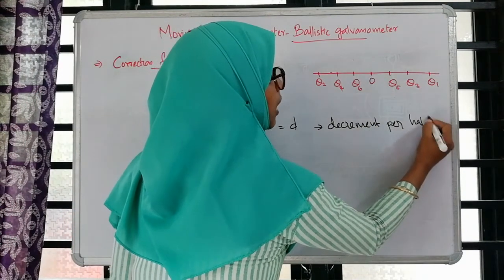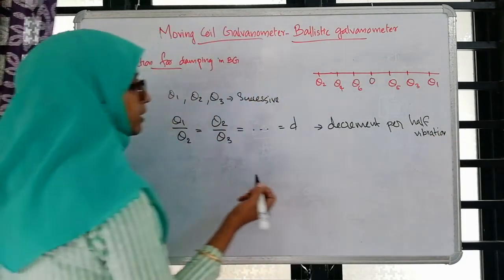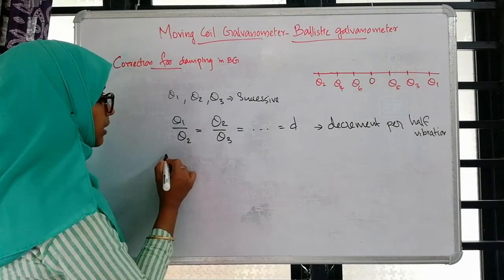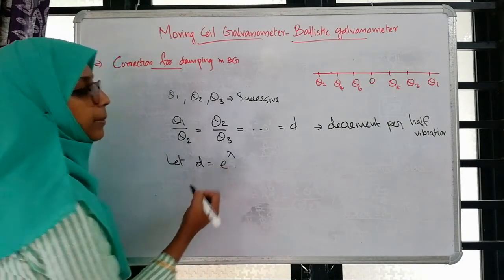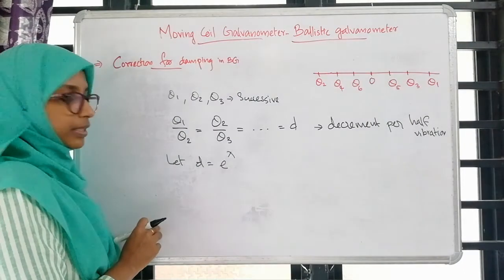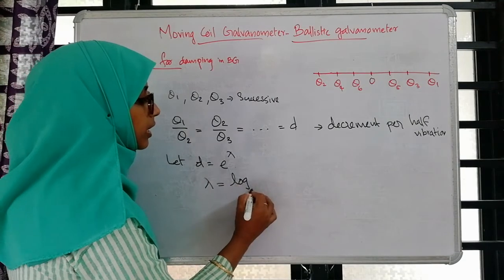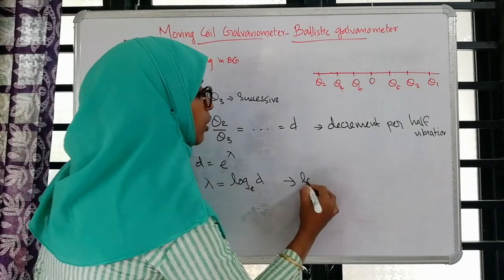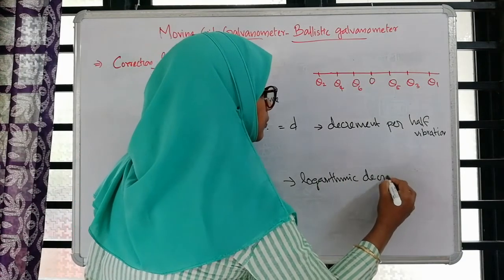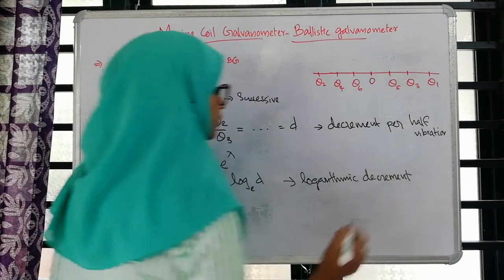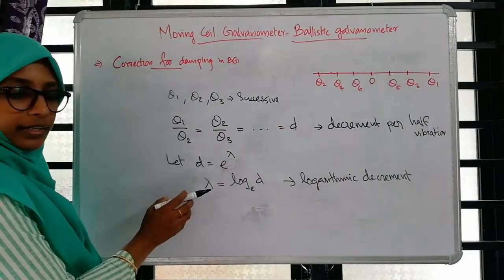Decrement per half vibration. To find out the full vibration, now I am going to consider D equal to e raised to lambda, where lambda is the logarithmic decrement. From this, lambda is equal to log to the base e of D, that is the logarithmic decrement.